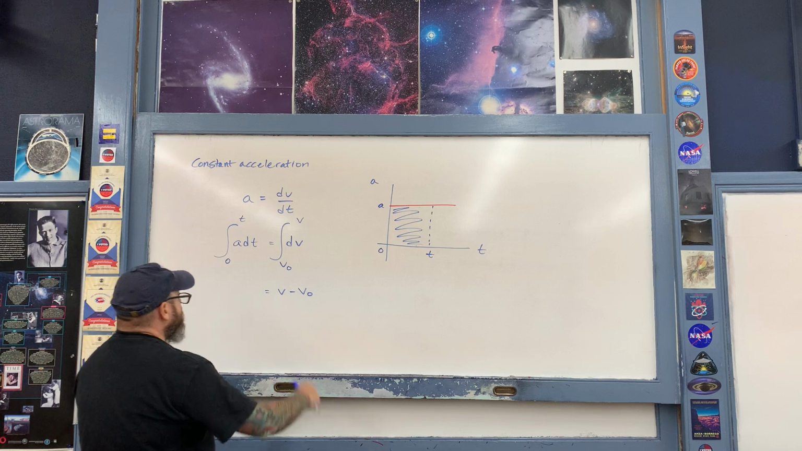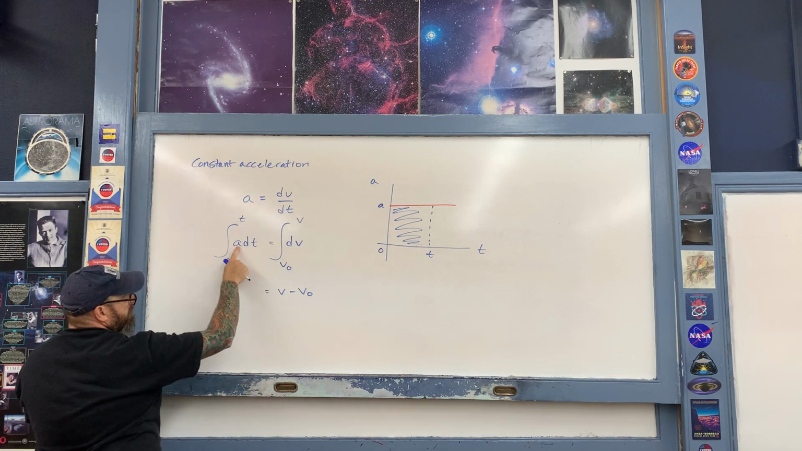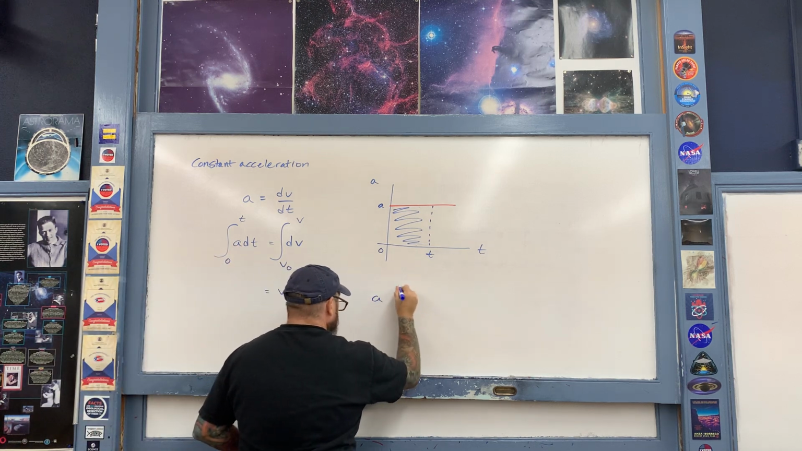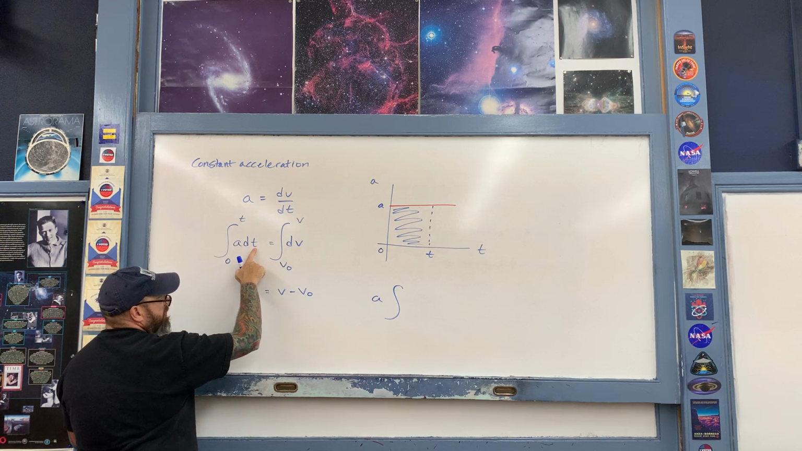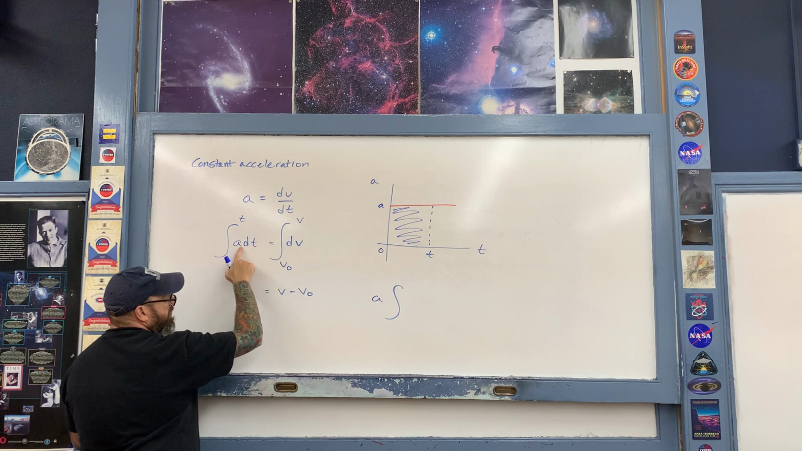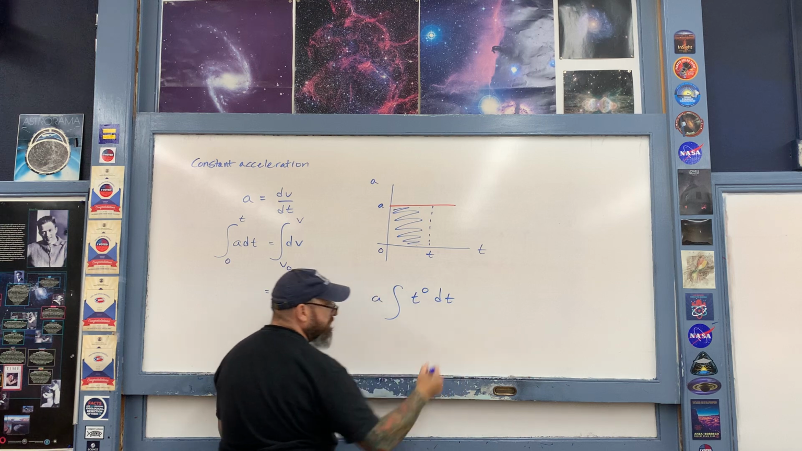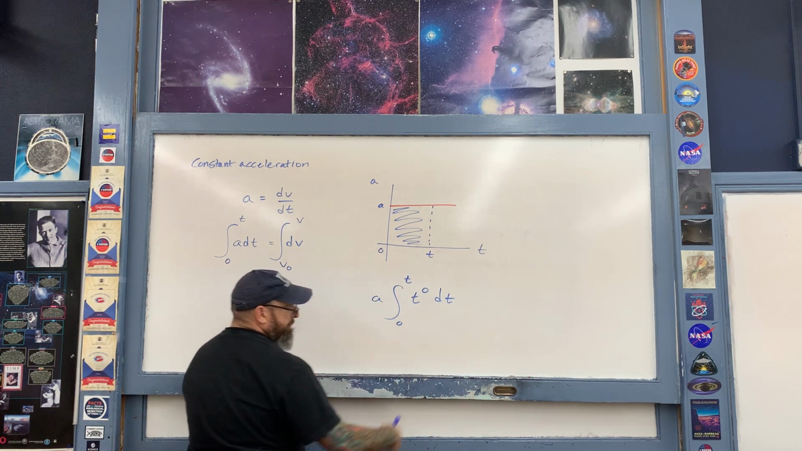Now on the left-hand side, the a, remember, is a constant for constant acceleration. So what I'm going to do is actually pull it out of the integral like so. And then think of right here another number 1, which I've not written. In terms of the variable t, think of that as t to the 0th, like so. And then we evaluate this between 0 and t.